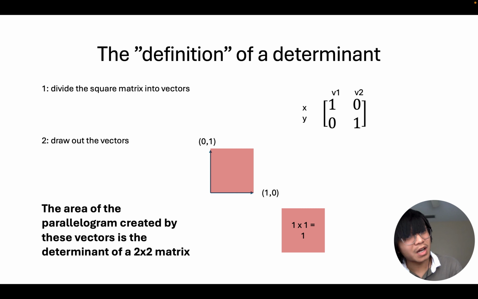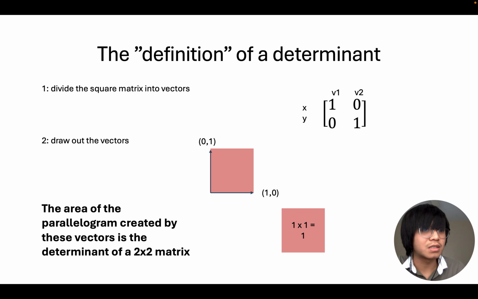So here is my definition for determinant. It's really more of a geometric interpretation because it doesn't really account for negatives, but this is simple enough, I think. The first step is to divide the square matrix into vectors. You can see here, I've divided them into column vectors, thinking that the first entry is x and the second entry is y. You then draw out their vectors, which will leave you with a square for this identity matrix.